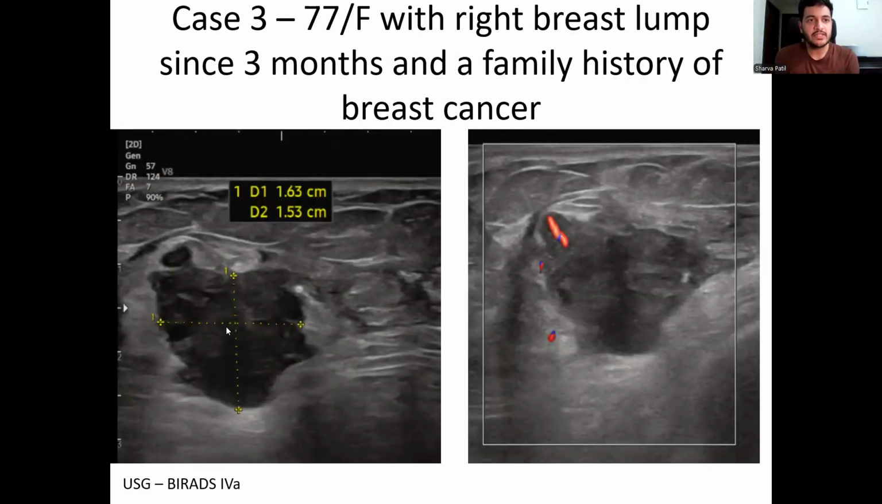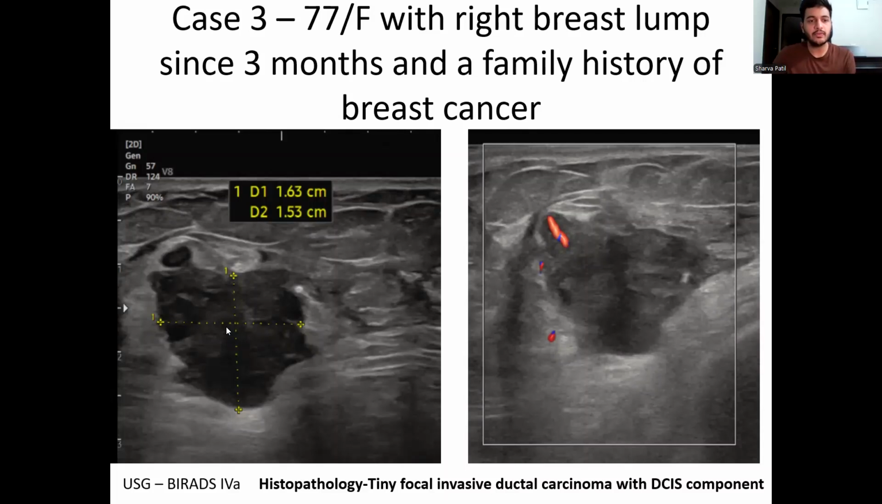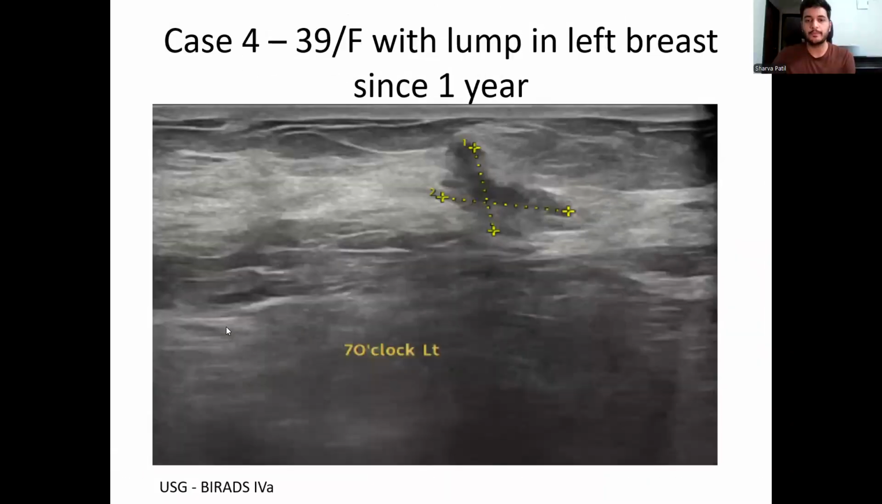The next is a case of 77-year-old female with right breast lump since 3 months and a family history of breast cancer. We can see a relatively well-defined hypoechoic lesion with irregular margins and with prominent vascular channels seen along its right superolateral margin. It was noted at 7 o'clock position and indented the muscular plane inferiorly. The lesion was labeled as BI-RADS 4A and was later confirmed on histopathology to be a tiny focal invasive ductal carcinoma with ductal carcinoma in situ component.